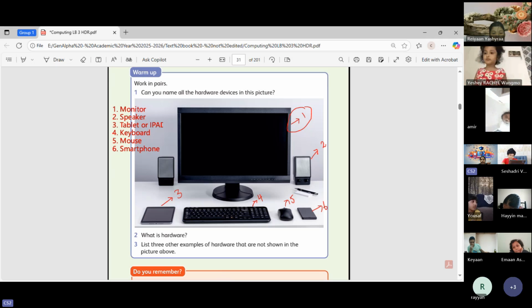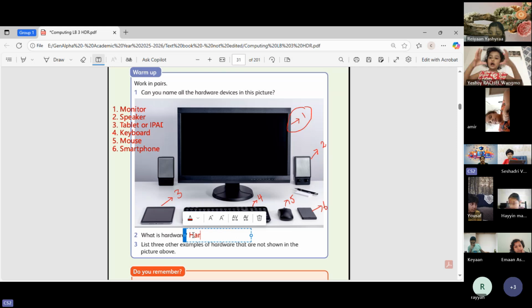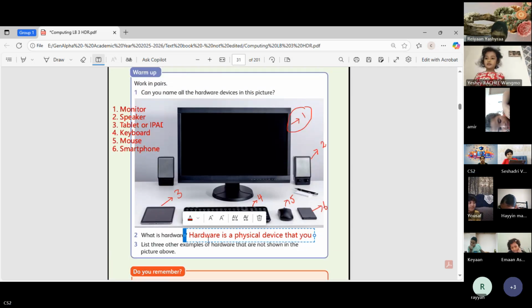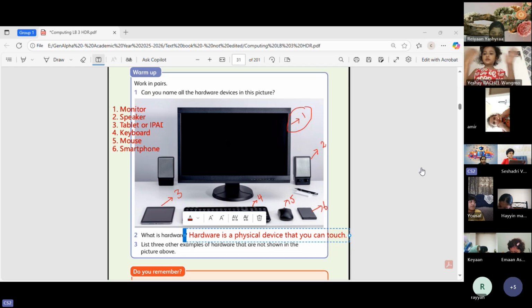Clear? So they are asking what is hardware. So the answer for that question is, hardware is a physical device. What is this page number? 29. Here the question is what is hardware? So you can write the answer for only hardware. Only the definition of hardware. Understood?